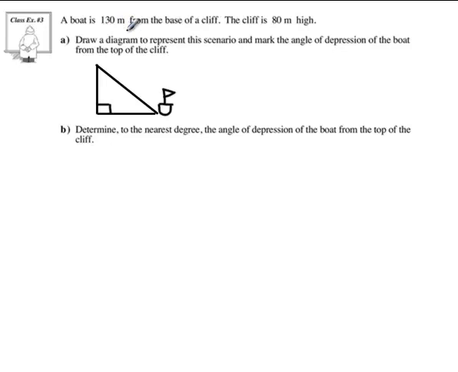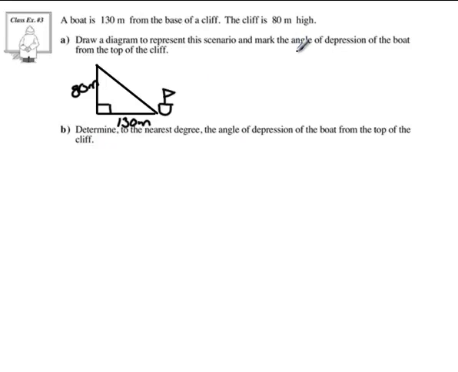Now the boat is 130 meters away from the base of the cliff. So that's from the bottom of the cliff. It's 130 meters. And the cliff itself is 80 meters high. So I don't know any of the angles, I just know the length.